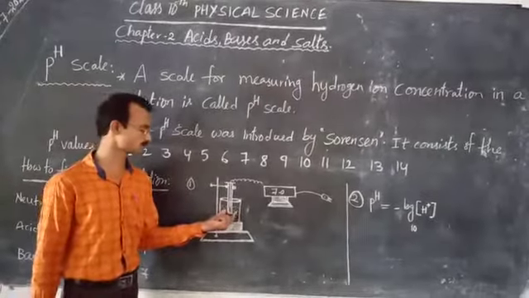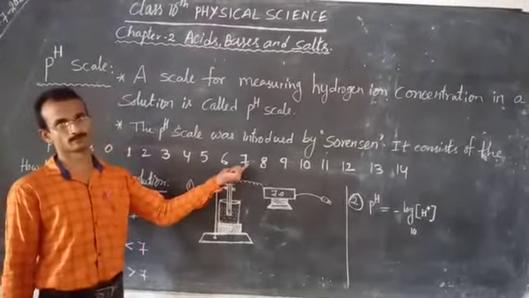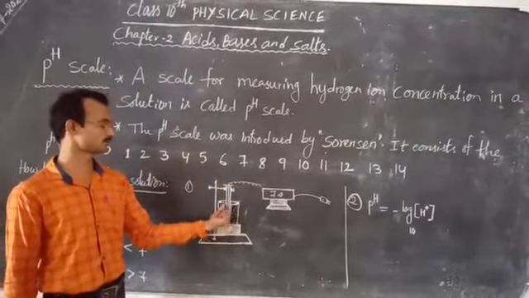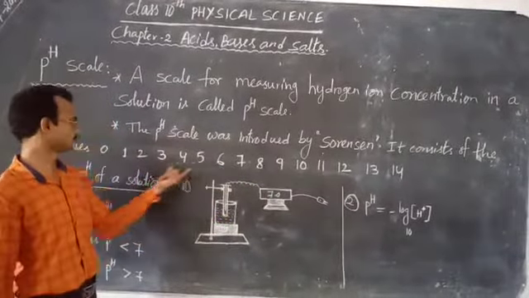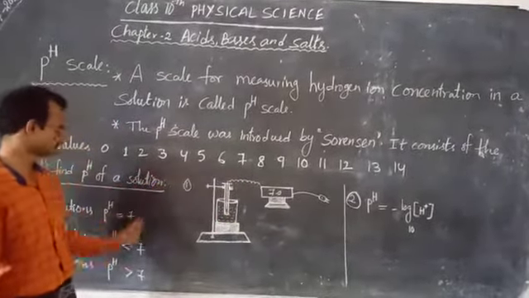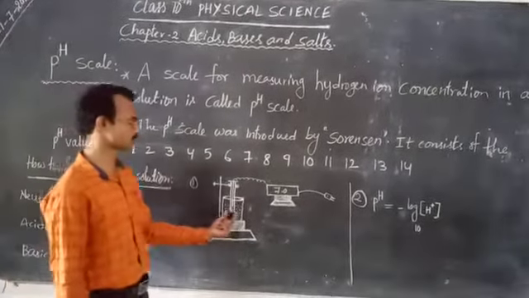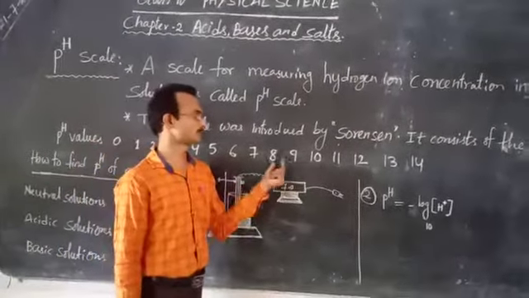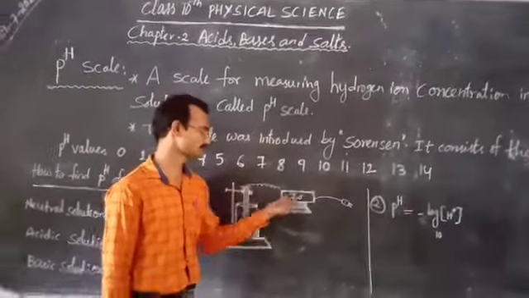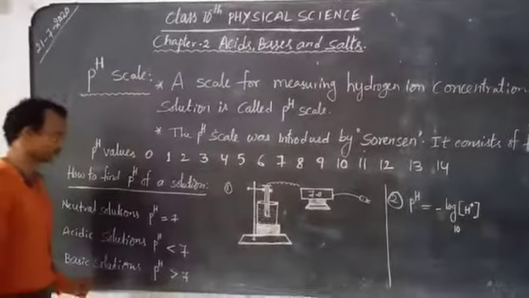Neutral solution shows the pH value as 7. Acidic solutions show a pH value below 7, less than 7. Basic solutions show any value above 7. Any value above 7 is shown by basic solutions.